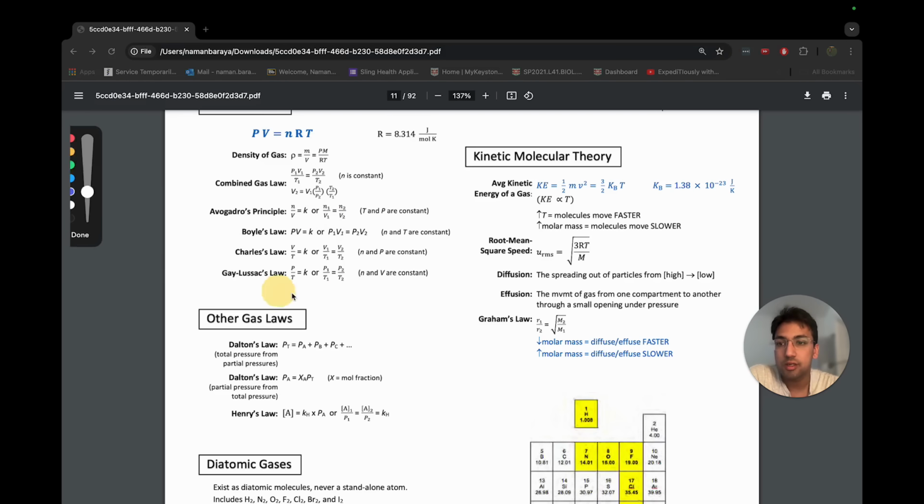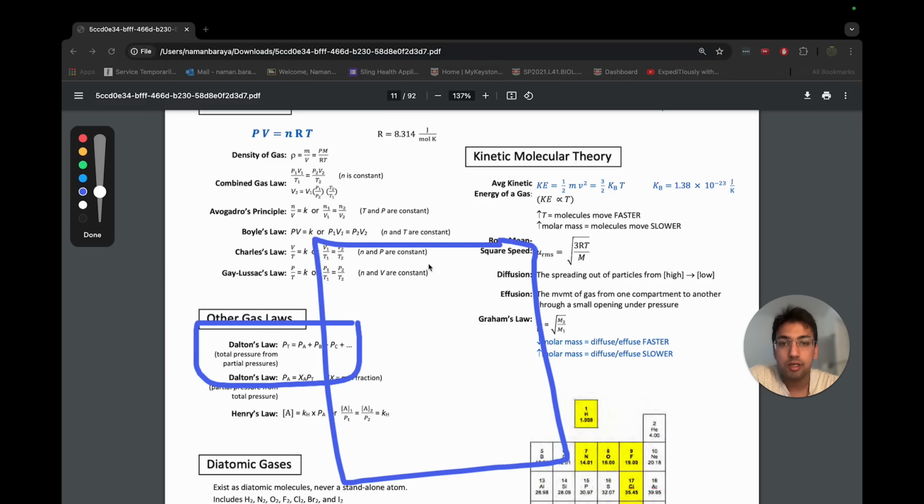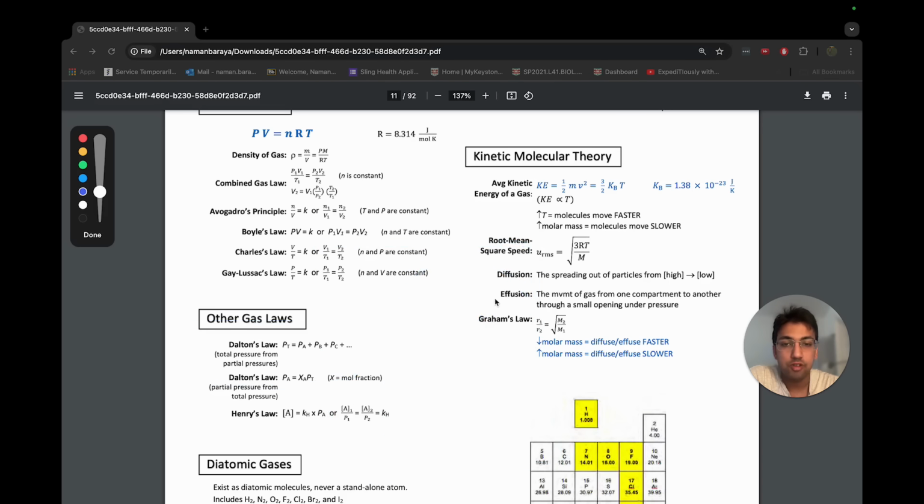So now we have Dalton's law, and Dalton's law is just that the total pressure is the sum of the partial pressures. So if I have this box and there's gas A and gas B and gas C, I can just add the pressures of these gases and I'll get the total pressure in that box.